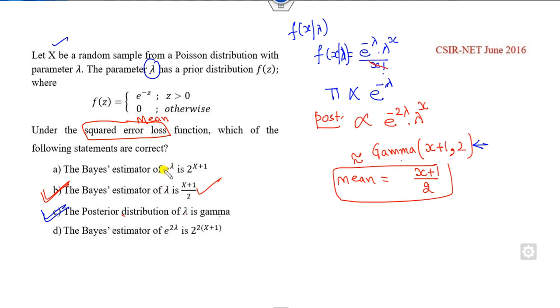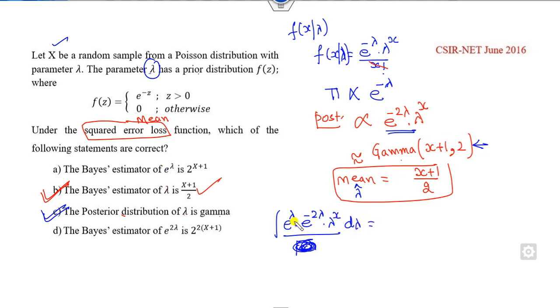The Bayes estimator of e raised to power lambda. But this is the estimator of lambda. How can you do that? That's again simple. You have to find this, so this multiplied by here, divided by the gamma of this. Otherwise, this is a constant value, because it is independent of lambda, so there is no need of it.